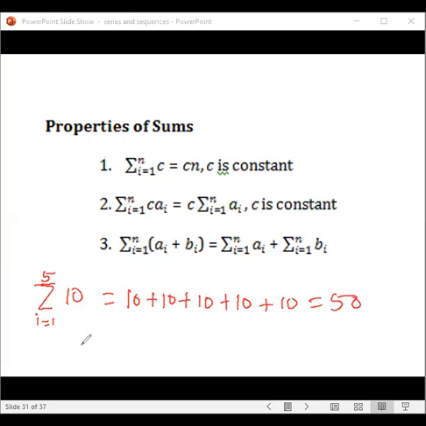By using this property of sums, we can also do it this way. So that is C times n. Our C, which is our constant 10, multiplied by n, which is the last index of summation, which is 5. So we have 50.